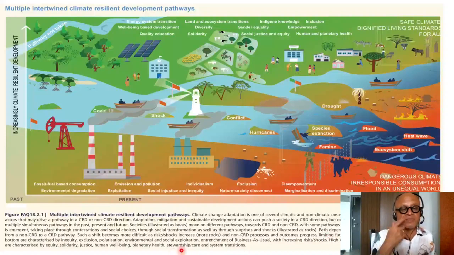There are multiple simultaneous pathways in the past, present, and future. Societies, illustrated as boats in here, move on different pathways towards CRD and non-CRD, with some pathways more dominant than others, so more likelihood of those being taken intentionally or unintentionally. The direction of pathways is emergent, which means we cannot really say right now, they may just happen intentionally or unintentionally, as I said, taking place through contestations and social choices, through social transformation as well as through surprises and shocks, illustrated as rocks here in the pathways.